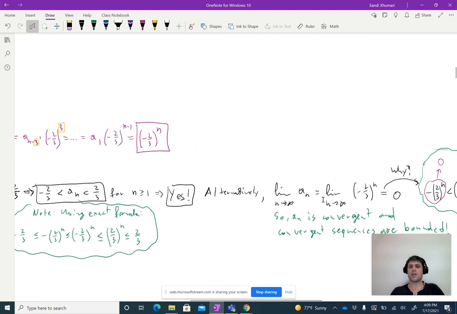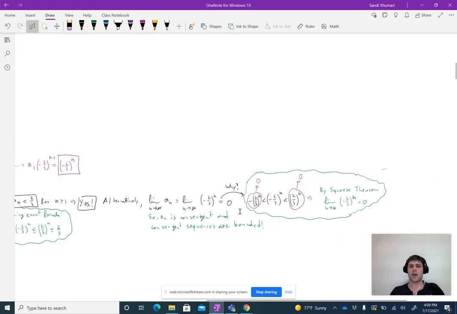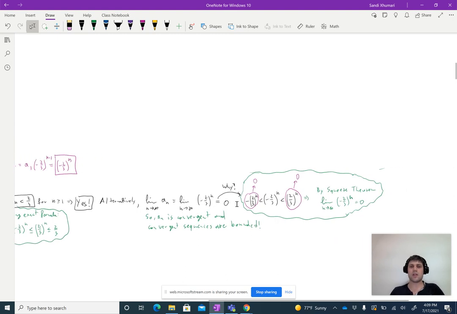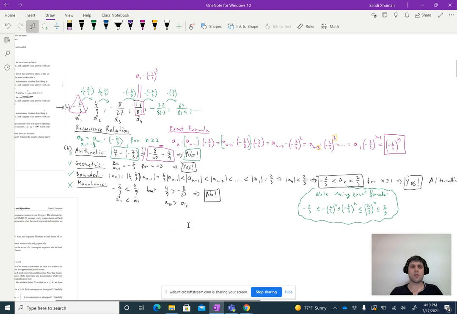Alternatively, you could also take the limit and see that the limit is 0, using the squeeze theorem here to say why the limit is 0. And we know that if a sequence is convergent, then it must be bounded. So that's another way to think about it.